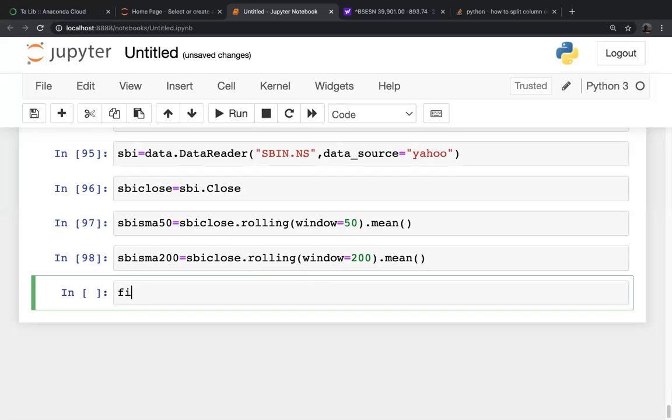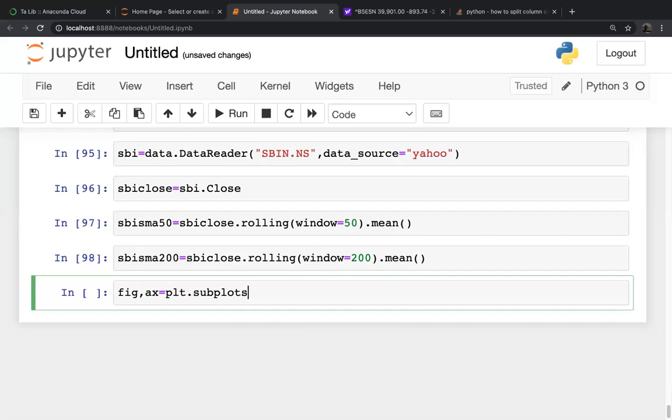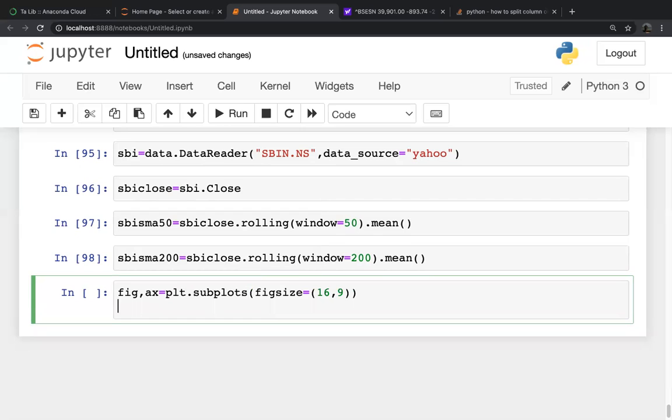fig, ax = plt.subplots(figsize=(16, 9)). Okay, ax.plot(SBI_close.index, SBI_close, label='Close Price').